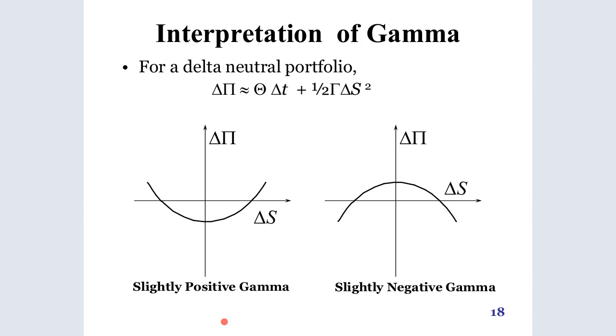Now, this is what will happen if you have a slightly positive gamma. This is delta S and delta portfolio. The gamma curve will be like this. And if it is a slightly negative gamma, it will get flipped around and it will be the other way around.